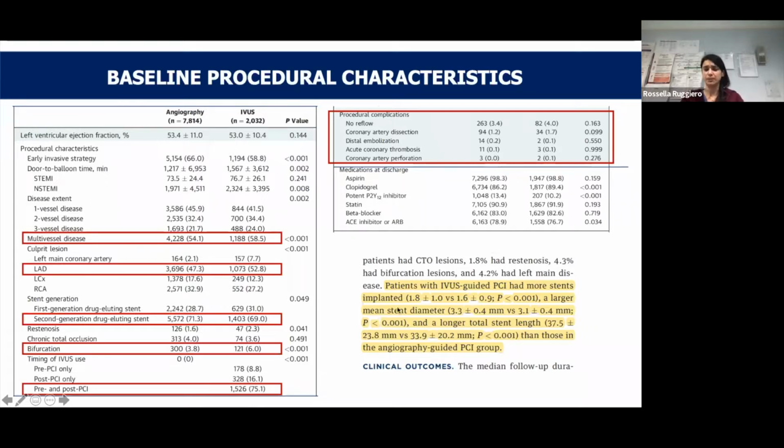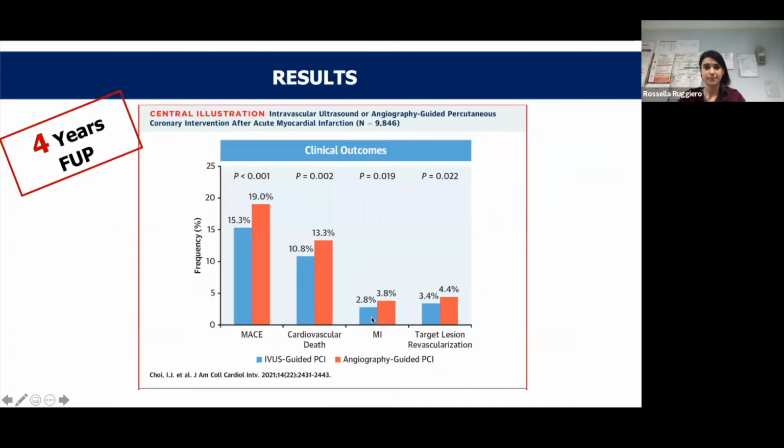But the most important part, in my opinion, is the fact that in IVUS-guided PCI, patients underwent more stent implantation with a larger diameter and had a longer total stent length compared to angiography-guided PCI. And here are the results. At 4-year follow-up, the rate of overall MACE was significantly lower in IVUS-guided PCI compared to angiography-guided PCI.